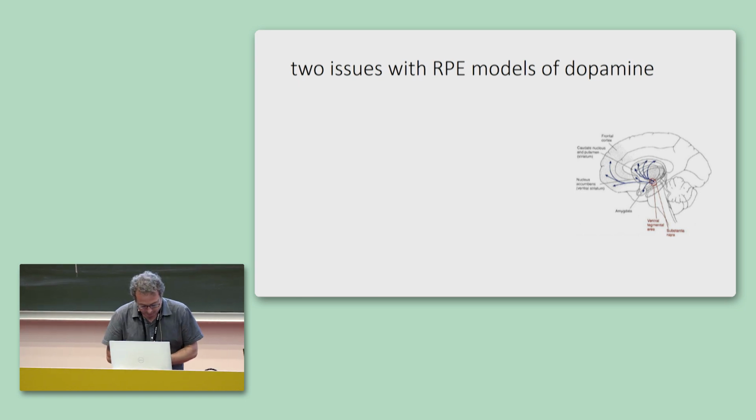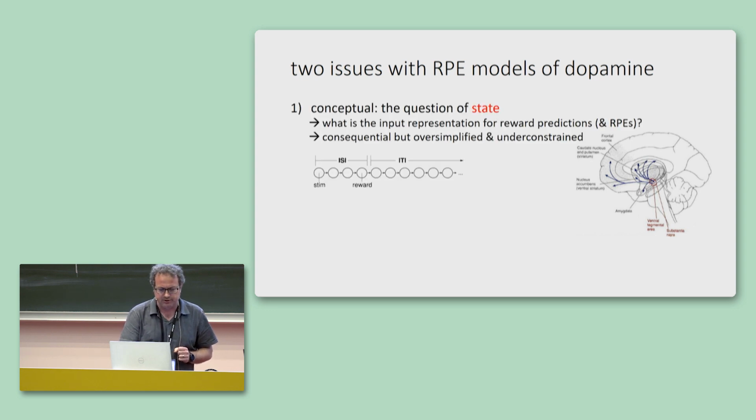And so what I'd like to talk about today are really two issues with these models, which I didn't, until seeing this data set, think really had anything to do with each other. Hopefully I convince you that they do. One is maybe the biggest conceptual problem with these models, and something that there's been a lot of attention to from people like Sam Gershman, Yael Niv, is the question of state.